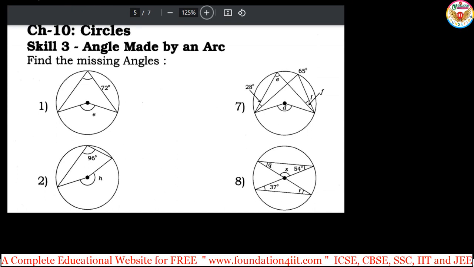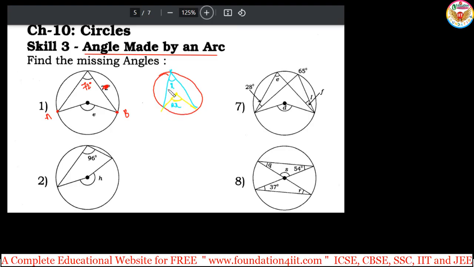And one more important thing in this basic skill is the angle made by the arc property. So first question, this is a circle. Let us take AB. AB is an arc making an angle at the center. Now this is 72 degrees. So if I take any circle, the angle made by the arc at the center is exactly double the angle made by the remaining part of the arc. So if it is x, this must be 2x.